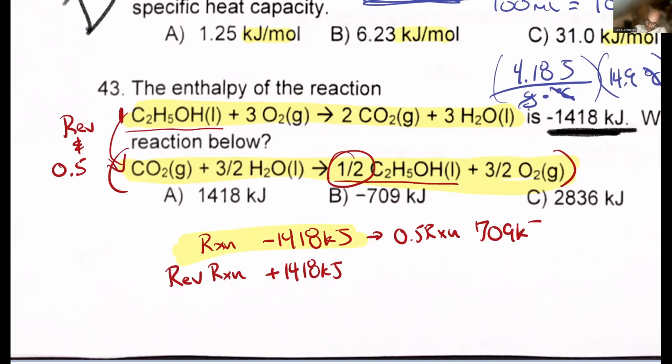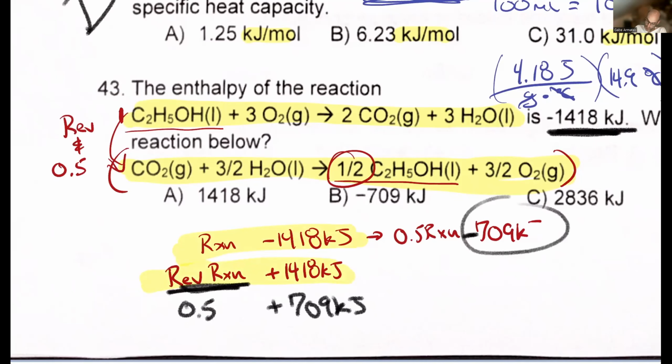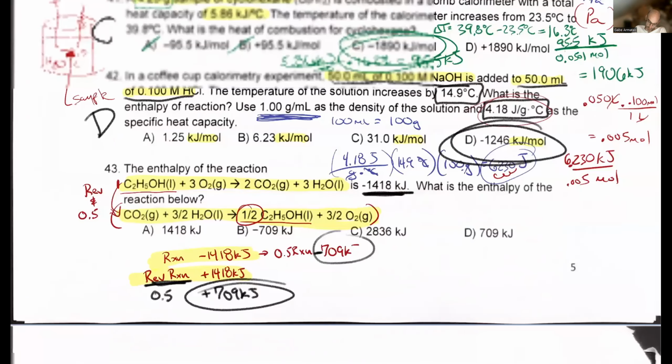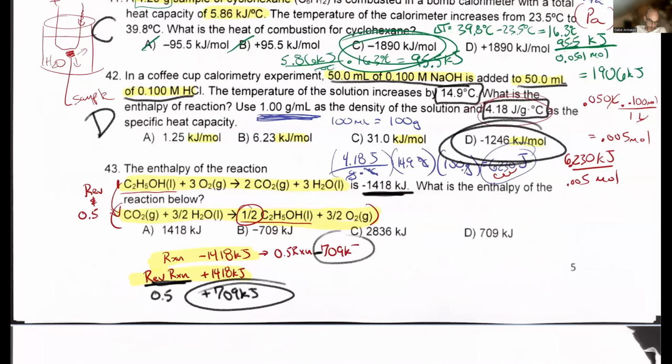So we have these two things happening. By reversing the reaction, we are flipping the sign. But then if we take that reverse reaction and also halve it, we're going to end up with a positive 709 kilojoules. This negative number here was from the original reaction. So that's what you end up with. We should have a positive 709 kilojoules for 43, D. All right, moving on.